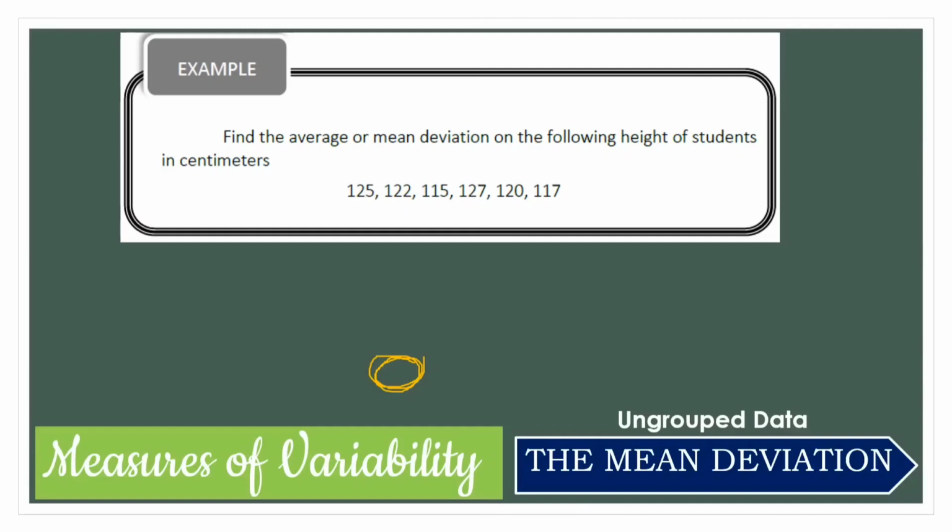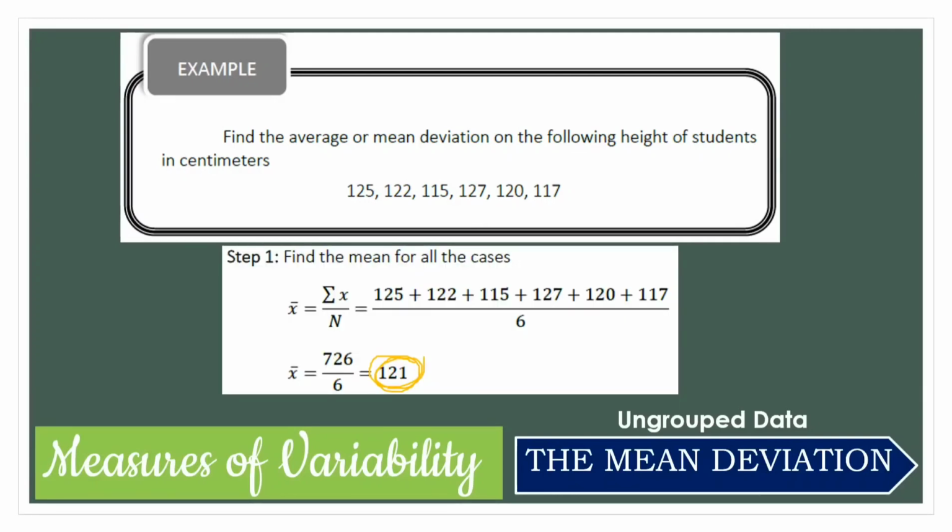Find the average or mean deviation on the following heights of students in centimeters. First, let us solve for the mean. How do we do that? Since it is ungrouped data, we add all of the values and then divide by the total number of cases. So 125 plus 122 plus 115 plus 127 plus 120 plus 117, divided by 6.